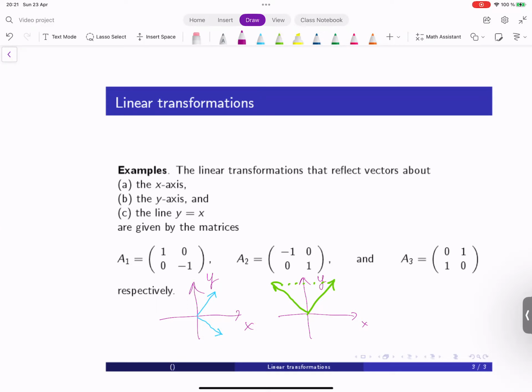And finally, the reflection of vectors in the plane about the line y equals x, which is the bisector of the first quadrant, will result in the following. So the vector we have here will be reflected and giving us the image here.